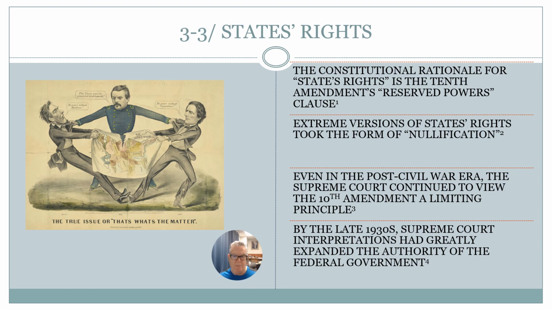That basically resulted in the arguments about secession, or evolved into those arguments about secession, and eventually created the Civil War, or the pretext for the Civil War. By the late 1930s, Supreme Court interpretations had greatly expanded the authority of the federal government and had significantly eroded the power of state governments. And some scholarship of that period basically suggested that states were effectively hopeless. They were hopelessly corrupt and ineffective in terms of providing a sound and rational basis for governance.